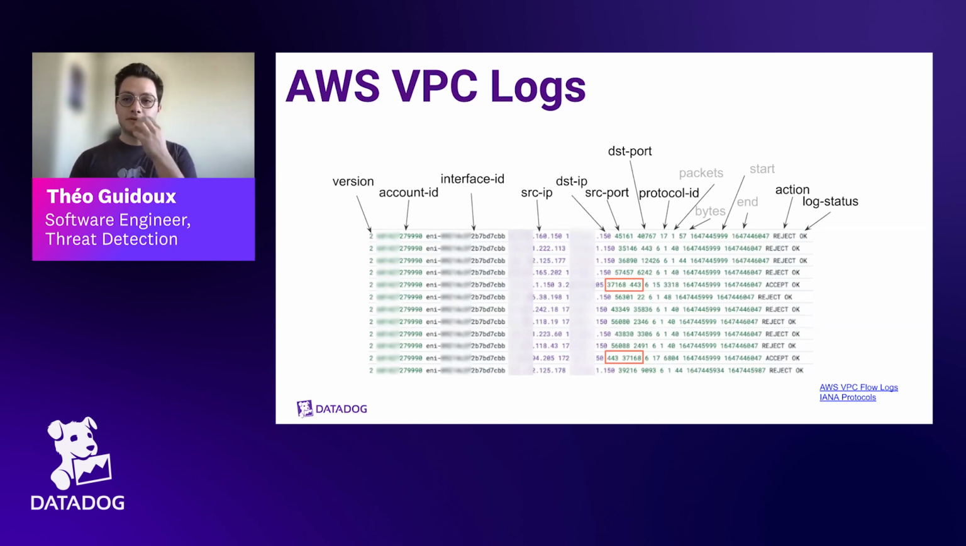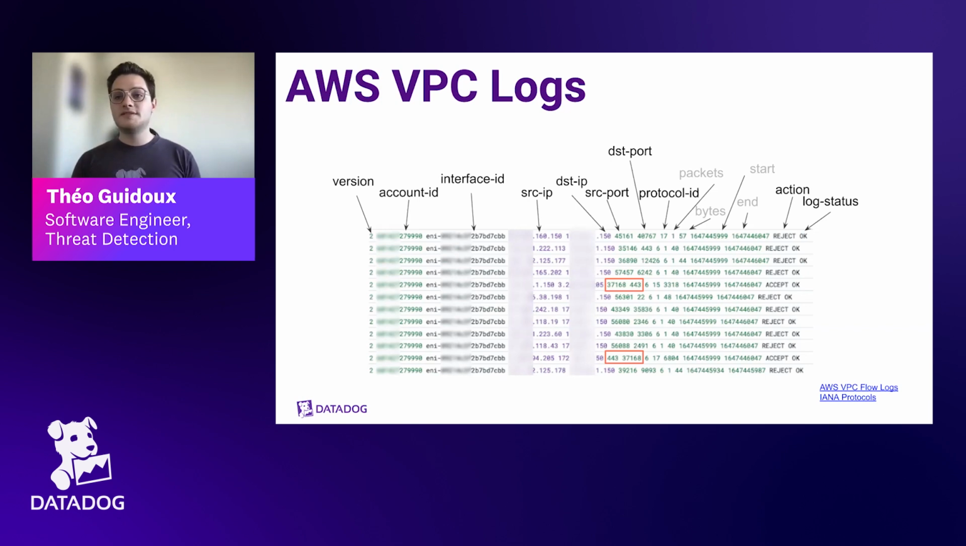The action gives the information of the acceptance of the request. That's basically the result of the firewall. And finally, the log status, which says if the log record has been correctly logged into the sink. We will speak about that later.